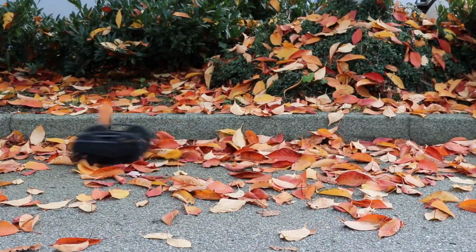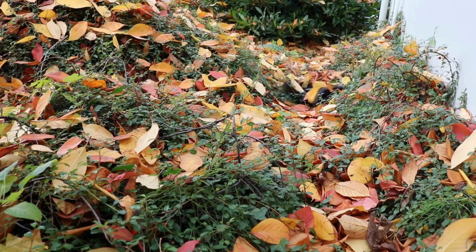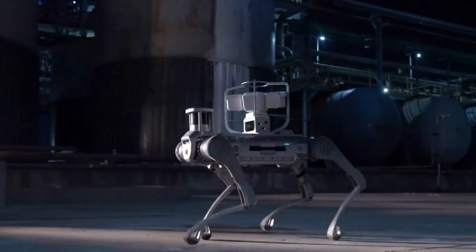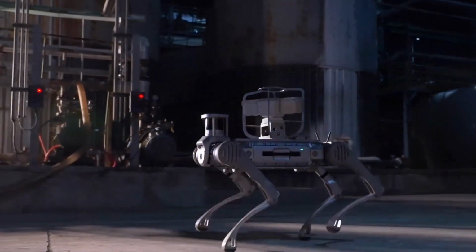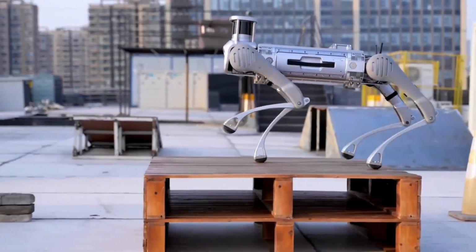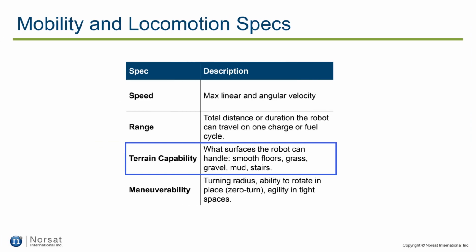Tracked robots offer superior traction and stability on loose, rugged, or inclined terrain. Legged robots, such as quadrupeds, excel in environments with stairs, rubble, or irregular surfaces. Look for specs such as ground clearance, maximum incline, measured in degrees or percent slope, and obstacle height clearance to understand what environments a robot can realistically handle.